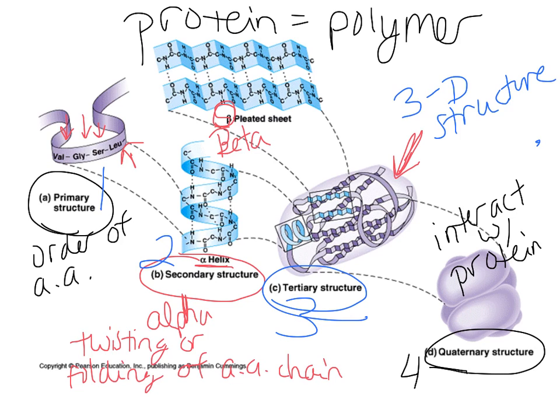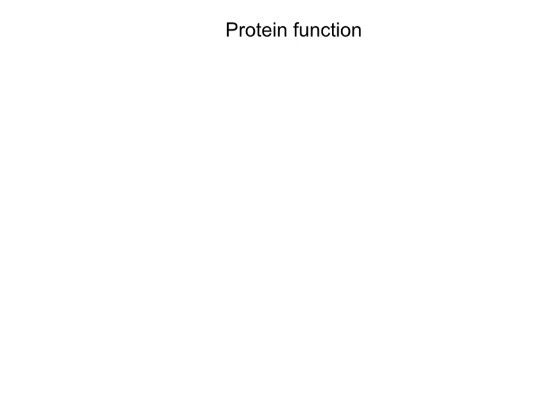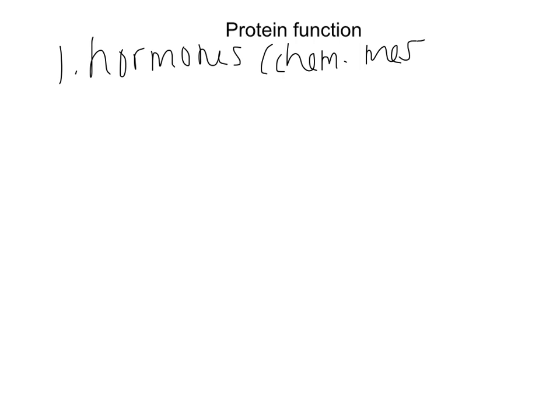This is what primary is, this is what secondary is, tertiary, and then quaternary. So some functions of proteins. Proteins have a wide variety of functions. They also can act as hormones. Remember, hormones were our chemical messengers. So they can help take information and pass it from one part of your body to another part of the body. Plants have those hormones.